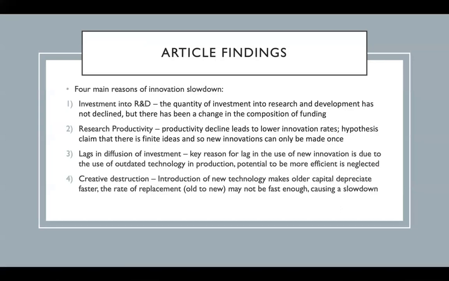The article provides for us four reasons as to why there has been an innovation slowdown. When looking at the second reason, the fishing out hypothesis argues that there are a limited number of ideas, and so new impactful innovations can only be made once. This implies that the exponent on parameter A is less than 1, and that ideas have decreasing returns. Hence, new ideas will have a level effect on output and not a growth effect.